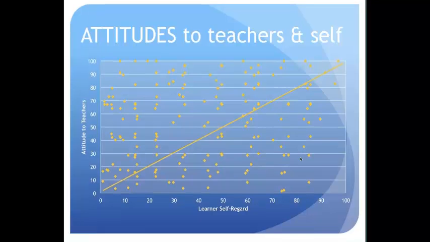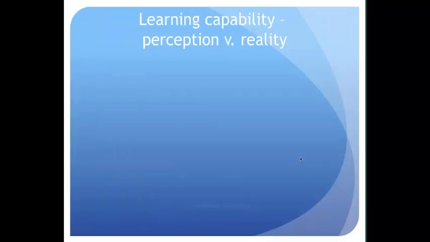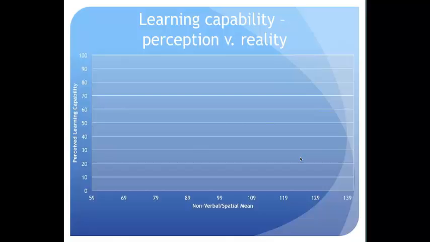This graph I found the most interesting of all. On the left-hand side, again, on a scale of standardized age scores of 0 to 100, we have the students' perceived learning capability. Here we have how able they think they are. Now, you'd expect students to fall anywhere between the 0 to 100, and that would be perfectly healthy.